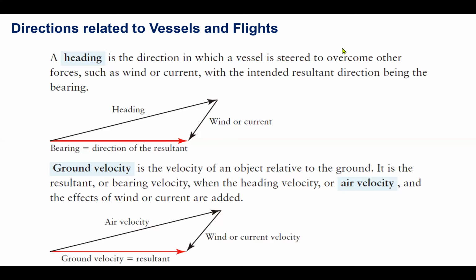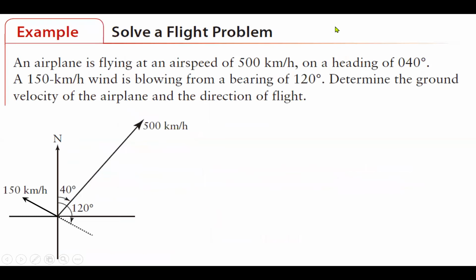Okay, then let's have a look at some examples. First, solve a flight problem. It is known that an airplane is flying at an airspeed of 500 kilometers per hour on a heading of 040 degrees. A 150 kilometer per hour wind is blowing from a bearing of 120 degrees. Determine the ground velocity of the airplane and the direction of the flight.